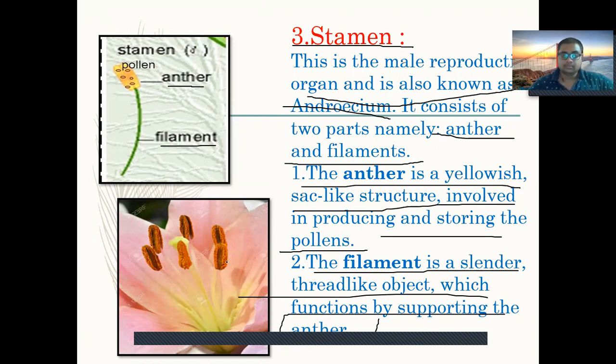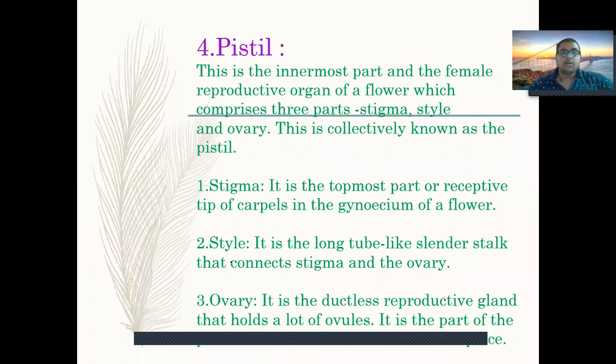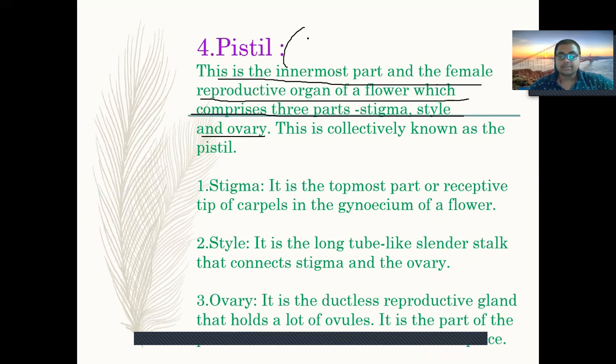Okay, let's move forward. Now the pistil. This is the innermost part and female reproductive organ of the flower, which comprises three parts: stigma, style, and ovary. Pistil means gynoecium, and collectively it is called pistil. Pistil has three parts: stigma, style, and ovary.